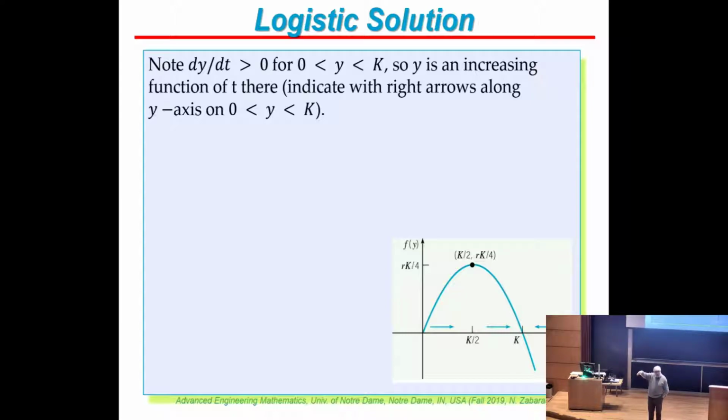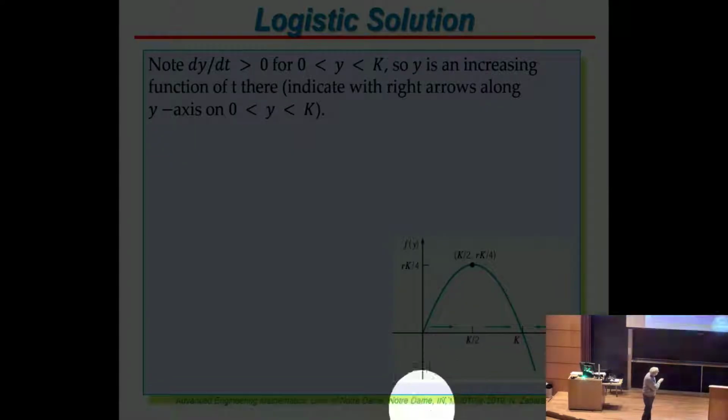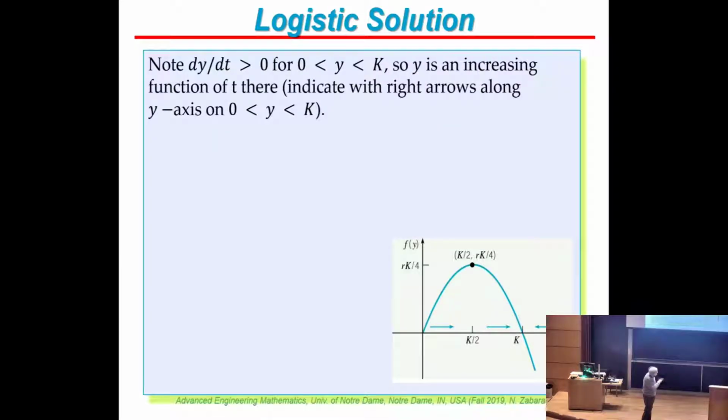Increases. So the curvature in that region is expected to be what? Positive. The function is going to be convex. And from k over 2 to k, it is going to be concave. And actually, you know what?